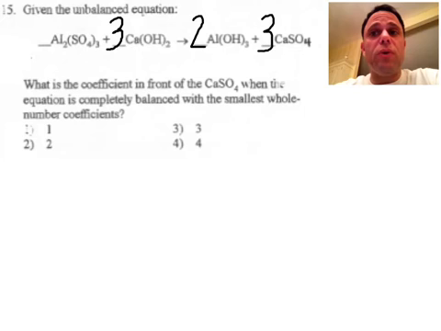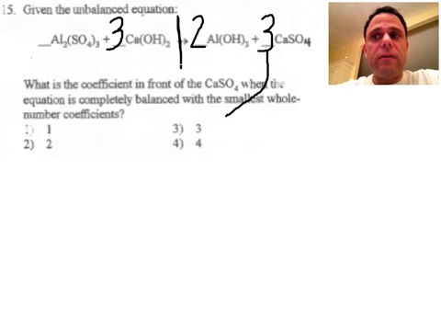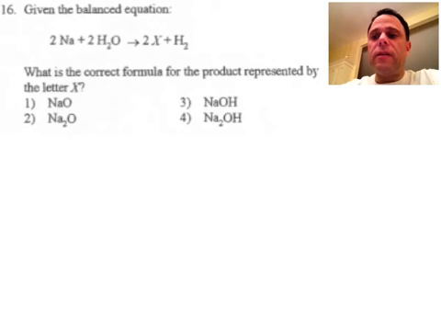Make sure that the number of atoms of each type on the left of the line that I just drew is the same as that on the right. Once you notice that this is correct, you will see that this is the right answer. And lastly, for this part 2, given the balanced equation, we have 2 sodiums combining with 2 moles of water to yield 2 moles of this substance X and 1 mole of hydrogen gas. The question, what is the correct formula for the product represented by X?